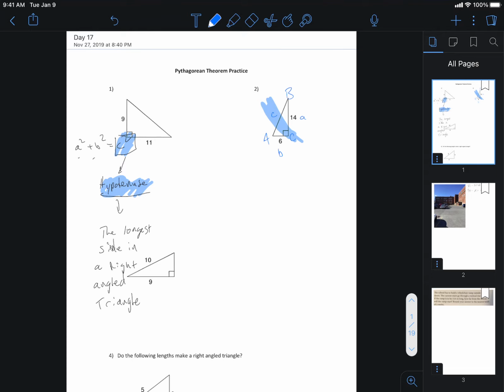Okay. Once you've labeled it and decided on what you want to be what, then you just write the rule underneath, a squared plus b squared equals c squared. Remember what we're trying to do here. This is allowing us to solve for what c is. Okay. It's equal to c.